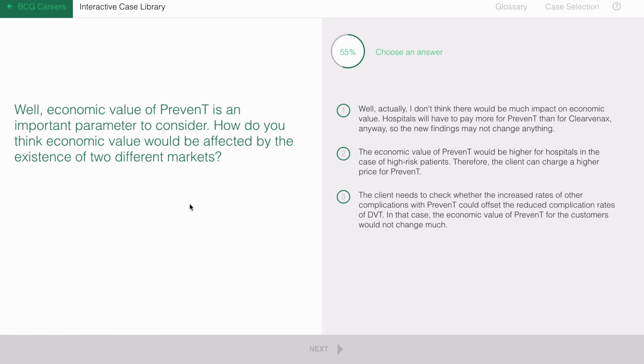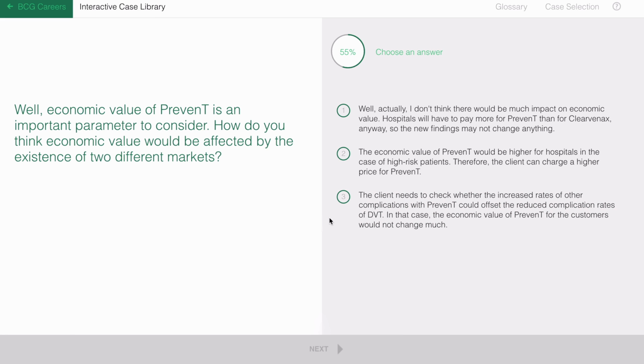Well, the economic value of Prevent-T is an important parameter to consider. How do you think economic value would be affected by the existence of two different markets? Answer choice 1 says, well, actually, I don't think there would be much impact on economic value. Hospitals will have to pay more for Prevent-T than Clearvanax anyway, so the new findings may not change anything. So I disagree with this, right? If the drug does better for the high-risk group, you could actually price the drug higher for that customer group. Answer choice 2 says, the economic value of Prevent-T would be higher for hospitals in the case of high-risk patients. Therefore, the client can charge a higher price for Prevent-T. I agree with this. It's exactly what we said.